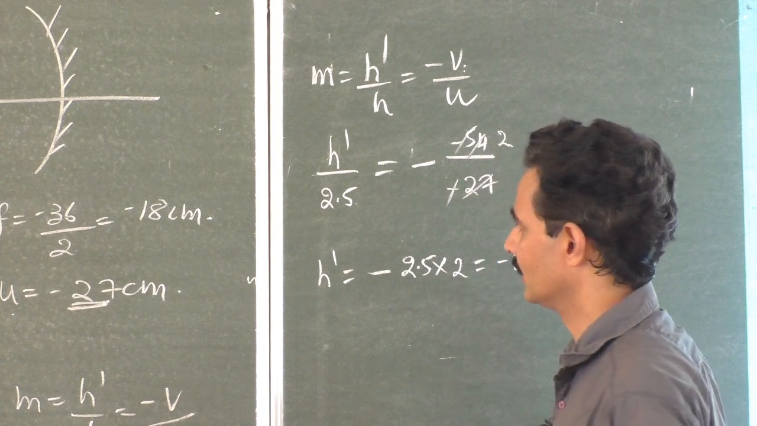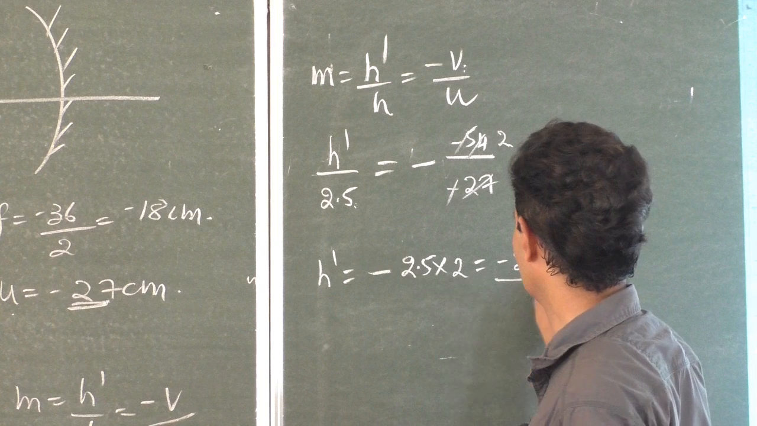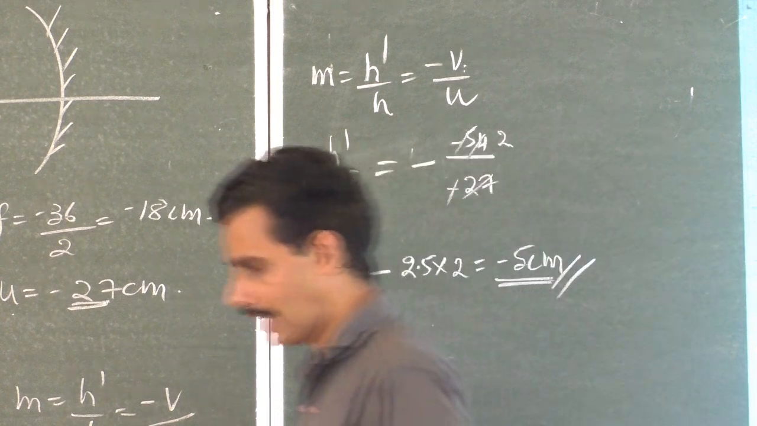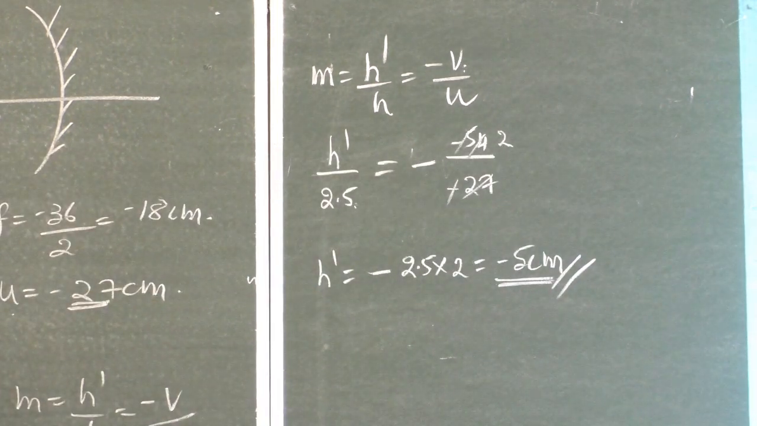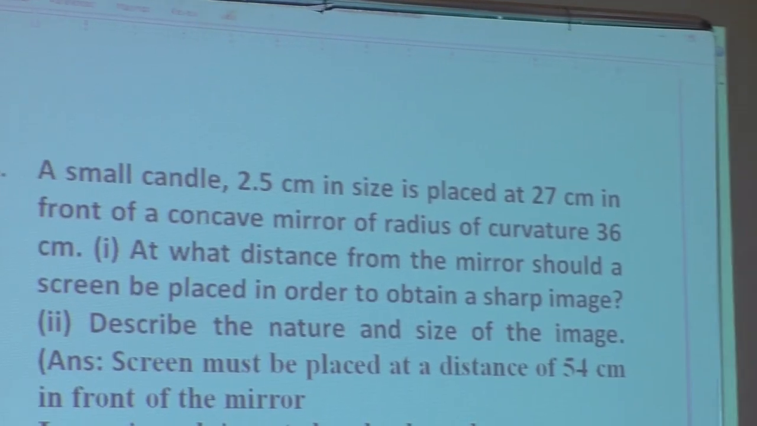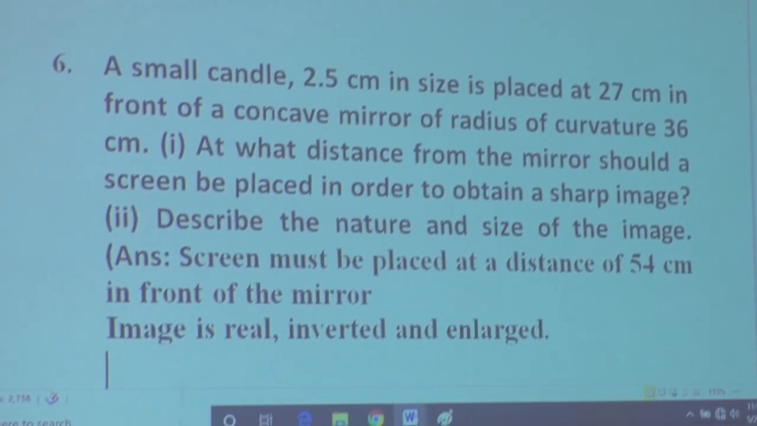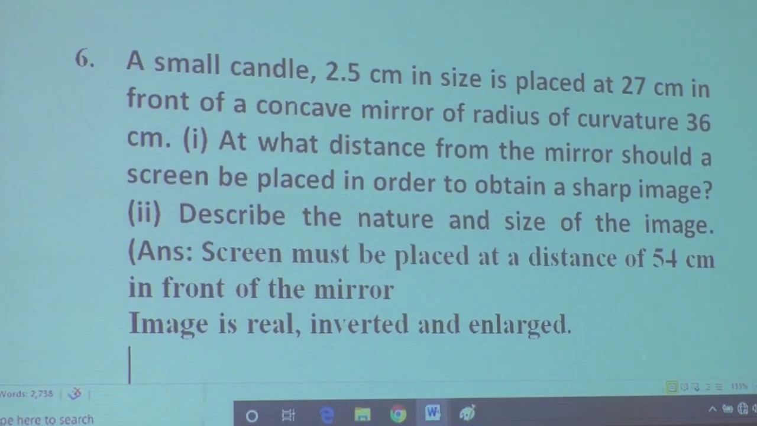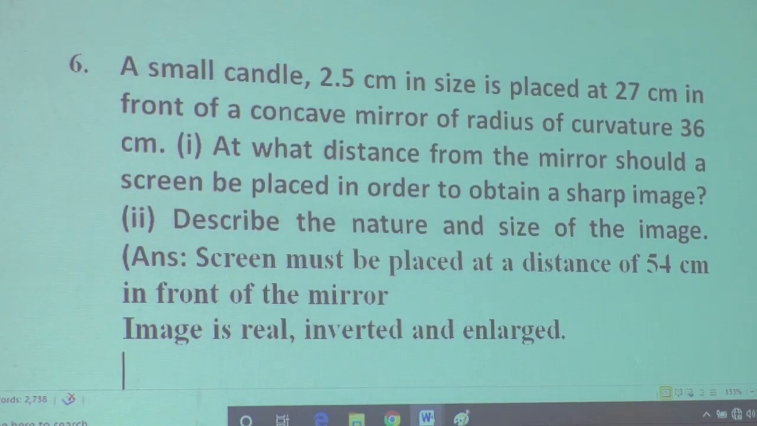So it should be larger than the object. Object height is 2.5, this is double. So a larger image, inverted, real is formed. We have the answer. Image is real, enlarged and inverted, formed of height 5 centimeters. But 5 centimeters is not written in the answer. So easy problem. Now you have to carry on with such problems.